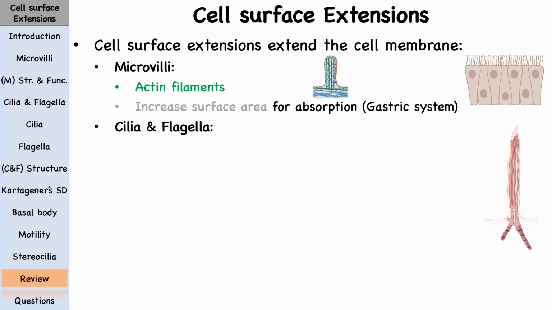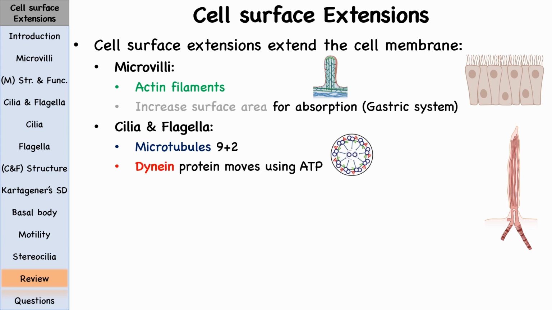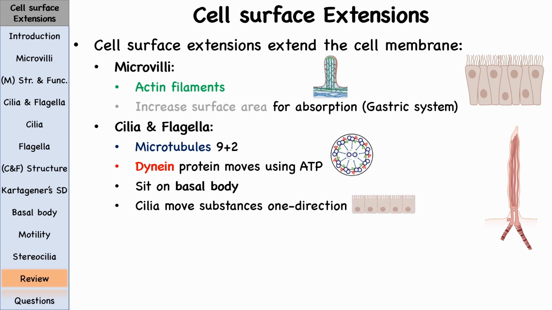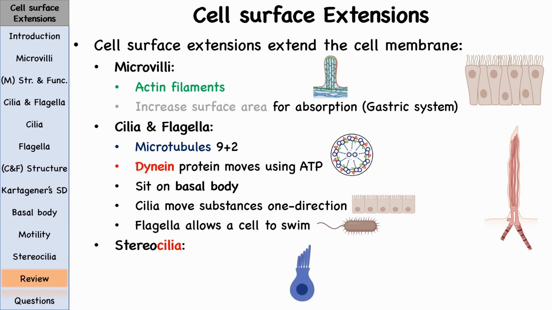Cilia and flagella consist of 9+2 shaped axoneme microtubules. The protein dynein moves them using ATP as an energy source. Both sit on a basal body. The cilia move the dust in the respiratory pathways and the egg in the oviduct in one direction, and the flagella allow the sperm and the bacteria to swim in the liquid. Stereocilia are nothing like cilia. They rather look like microvilli, but they are non-motile and irregular.